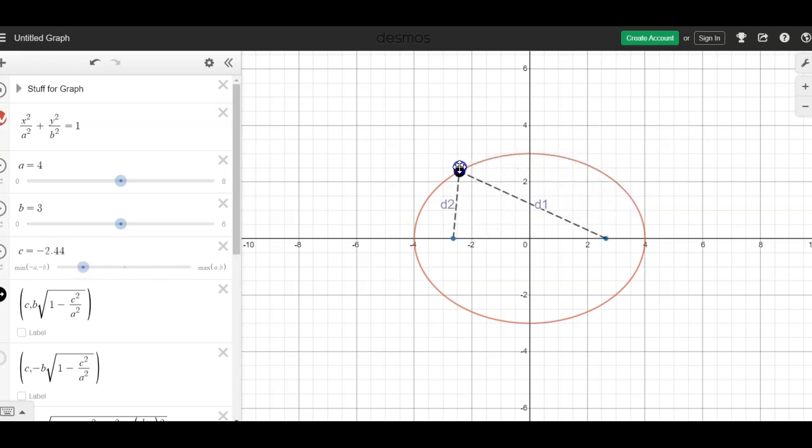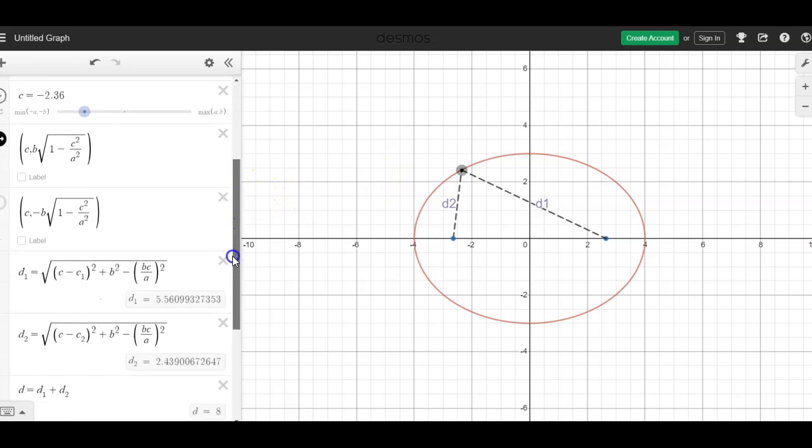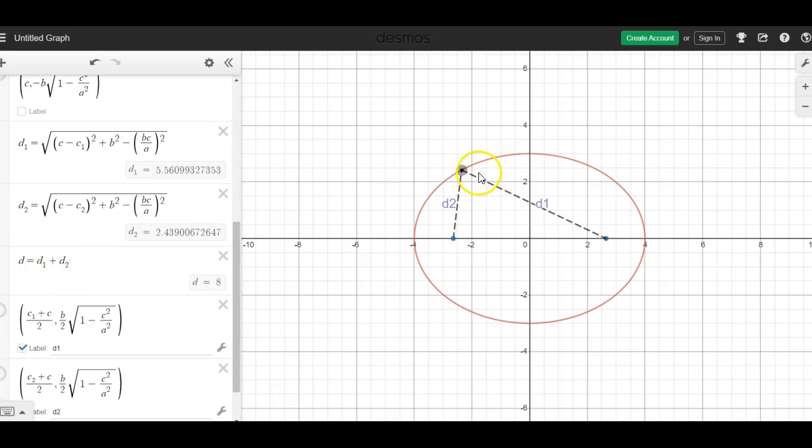But notice what happens as I move that point: D1 grows, D2 shrinks, or D2 grows and D1 shrinks. One grows, the other shrinks. And it's not just that. They grow and shrink at a rate that makes their sum always the same thing. Notice D1 is 2.677. D2 is 5.322. As I rotate around here, D, the sum of the two distances, always stays the same. It never changes. The sum of those two is always a constant.